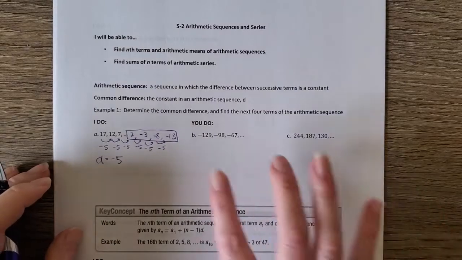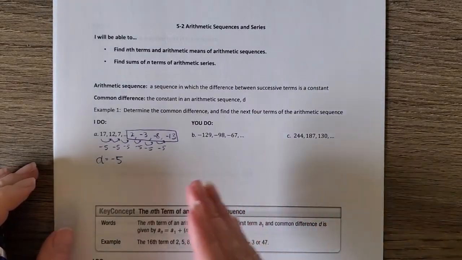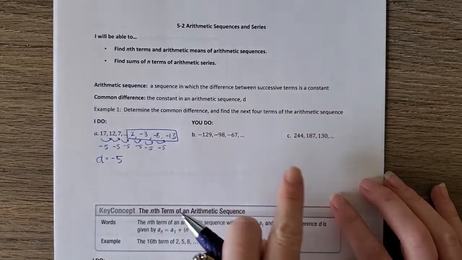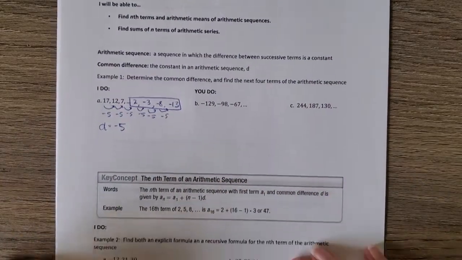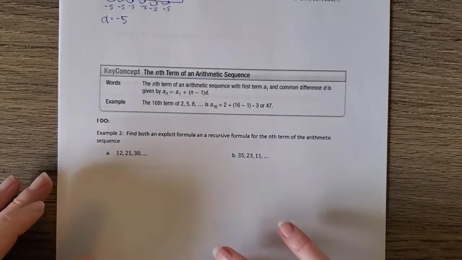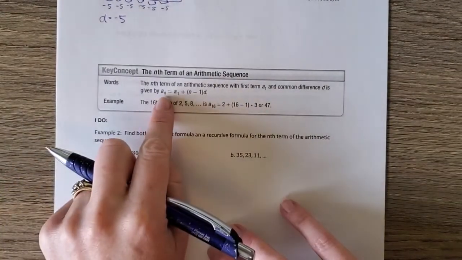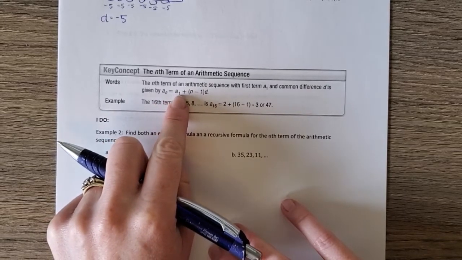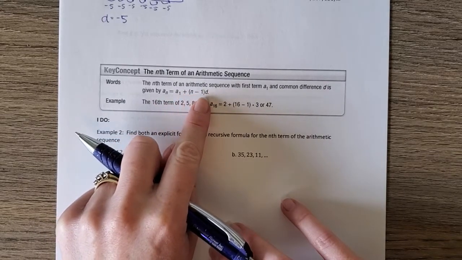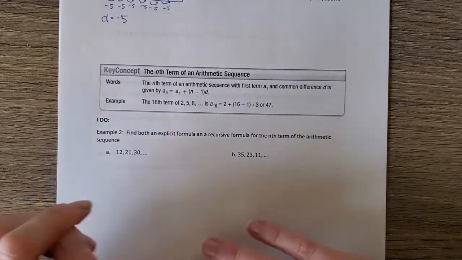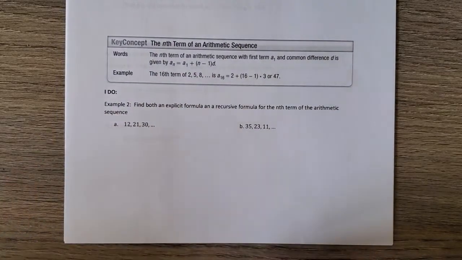So you're going to do the same idea with these. What is the common difference? If it's going down, it's going to be negative. If the numbers are going up, it's going to be positive. So the nth term of an arithmetic sequence can be found using a formula. An equals a1, which is the first term, plus n minus 1 times d. Okay, so that's the formula we're going to be using to find these answers.